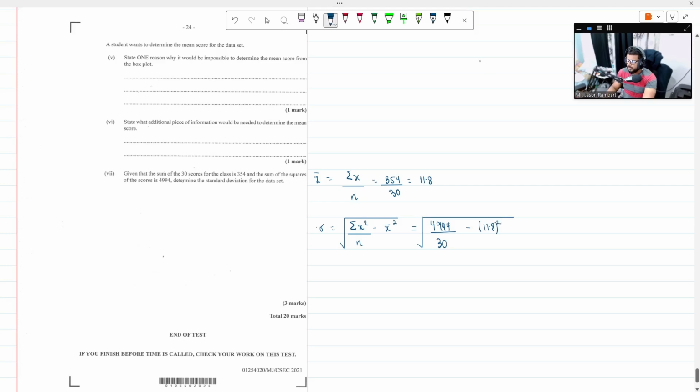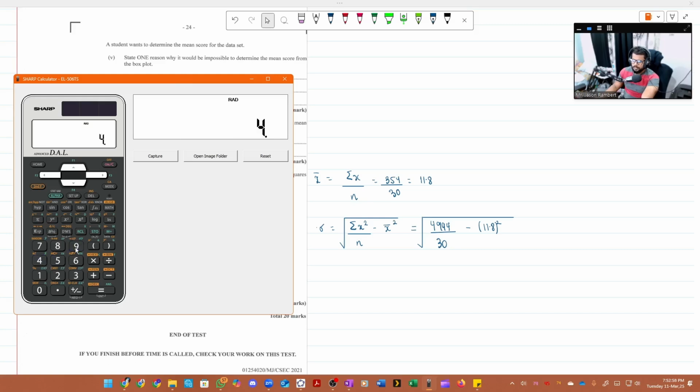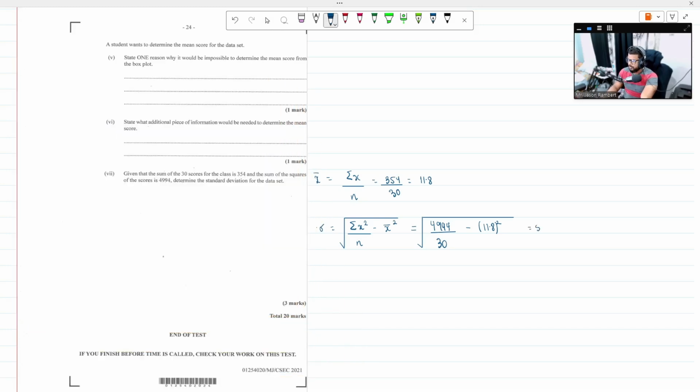So again, let's jump on the calculator. 4994 over 30, take away 11.8 squared, square root of this, 5.2. They didn't say how many decimal places. 5.22 to 2 decimal places. And that's it for this number.